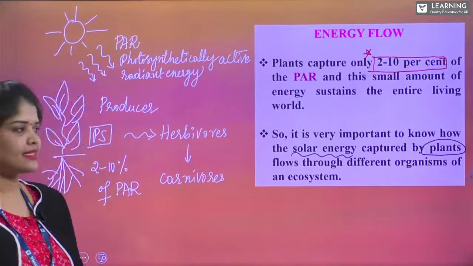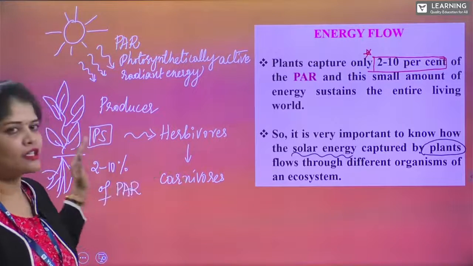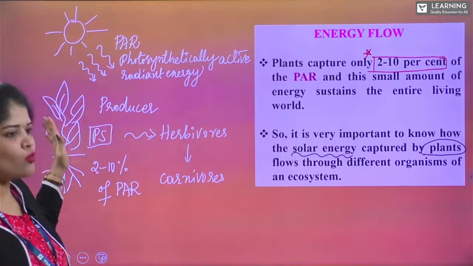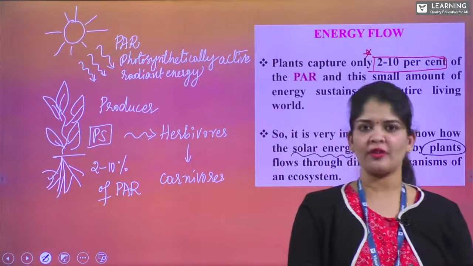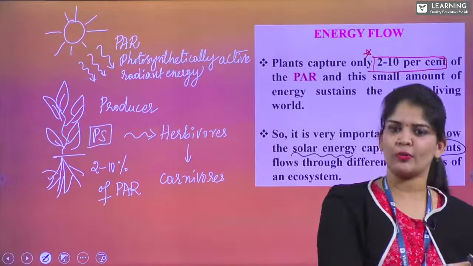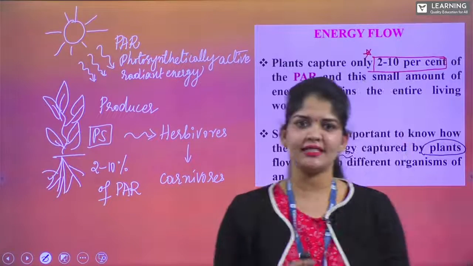Now, let's understand the flow. This is nothing but the flow of energy. The energy that has been trapped by the plant system moves to the next trophic level, and from that to another trophic level. This is what we call an energy flow.